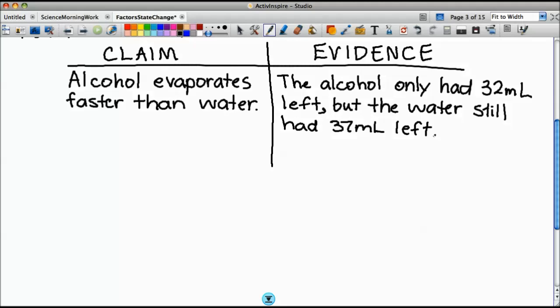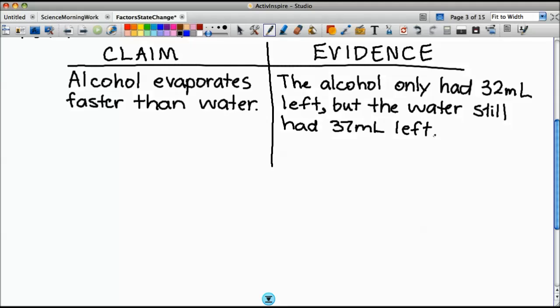My next question to you, though, we're getting ready to put why. Why does alcohol evaporate so much faster? We talked a little bit about this the other day. What is it about alcohol that makes it easy to evaporate? What do you know about alcohol that makes it easy to evaporate? Talk with your neighbors for a second. So tell me, why do you think alcohol evaporates easier? What is it about alcohol that makes it go quicker?